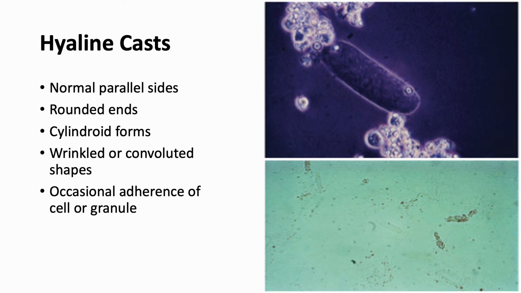Hyaline casts can have normal parallel sides. So here we see a hyaline cast under phase microscopy, where the hyaline cast exhibits rounded ends in a cylindroid form. Now, hyaline casts can also have wrinkled or convoluted shapes and can exhibit occasional adherence of a cell or a granule. So we see here a hyaline cast under low power with amorphous granules and mucus in the background.